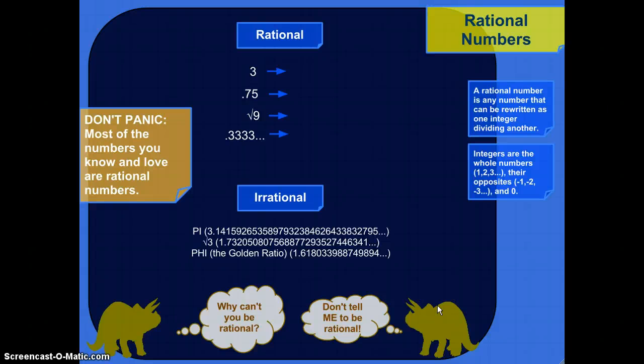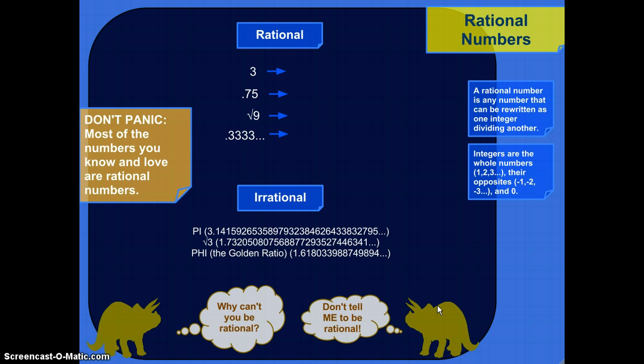So what's a rational number? No, it's not a number that stays calm and collected when the house is burning down. It's actually not that exciting. A rational number is any number that can be rewritten as one integer dividing another.